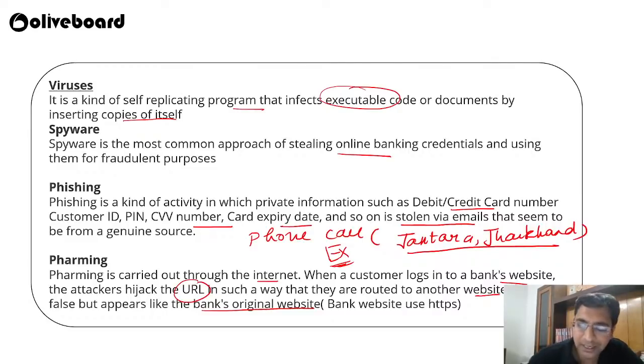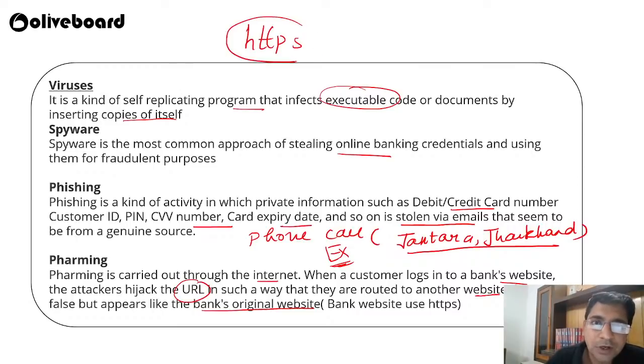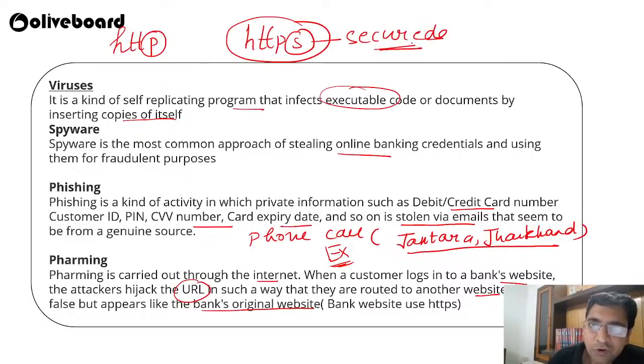Please do not fall for it. That is why there is HTTPS login. Somewhere it is only HTTP. HTTPS is known as secured, right? So if you open the ICICI website, the ICICI website starts with HTTPS. Okay, HTTPS.